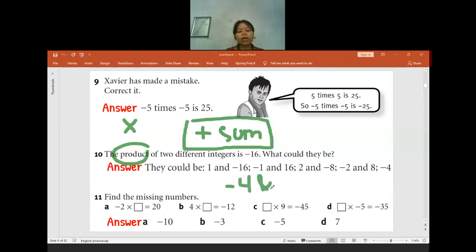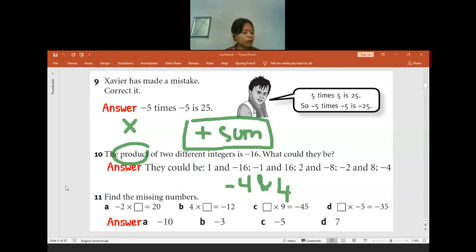Is there anyone who gets confused, or maybe I talk too fast? You can clarify your answer and tell me what your answer is if you feel that you are still not really sure. You can type it, or you can unmute yourself and tell me. Is there anything confusing from question 10? Is there anything? No? Okay. If nothing is confusing from question 10, I will move to question 11.